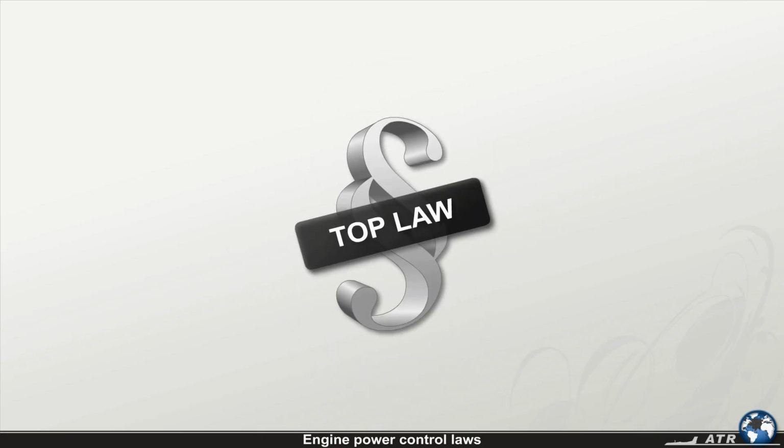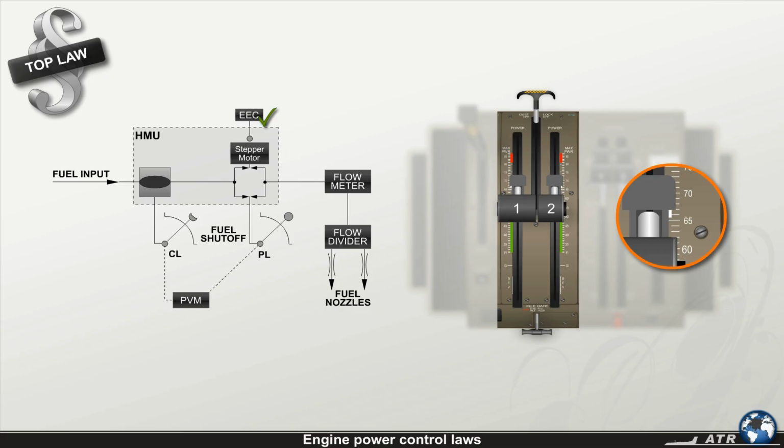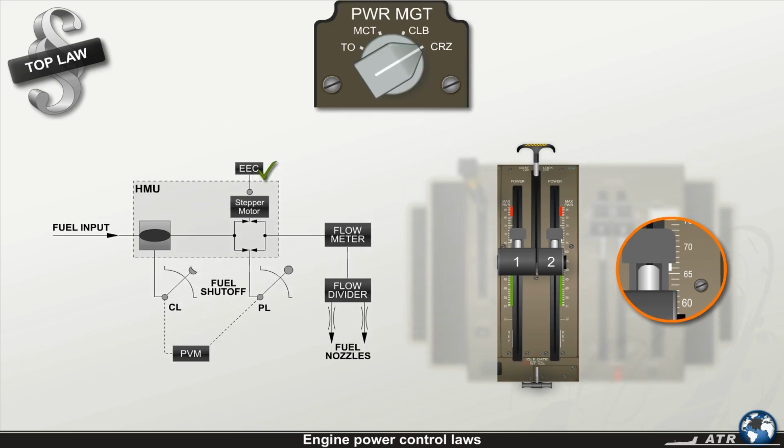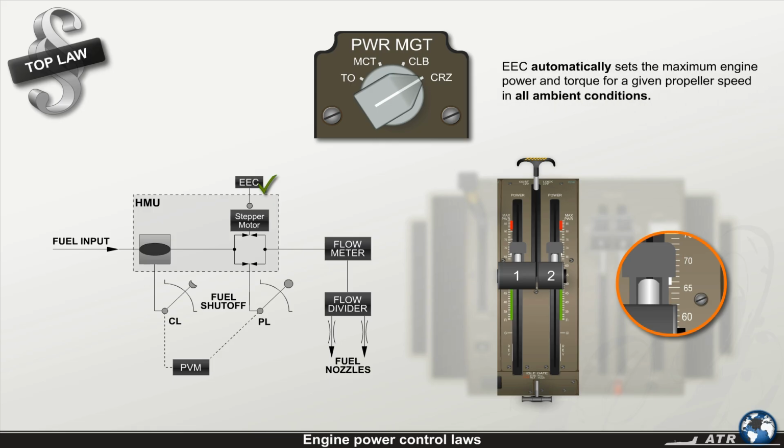The engine power control top law is used when the EEC is on and operative. With the power lever set on the white mark, notch position, and according to the selected position on the power management, the engine electronic control automatically sets the maximum engine power and torque for a given propeller speed in all ambient conditions.